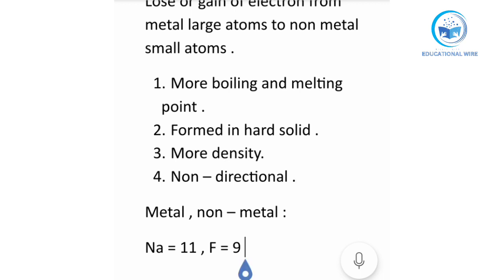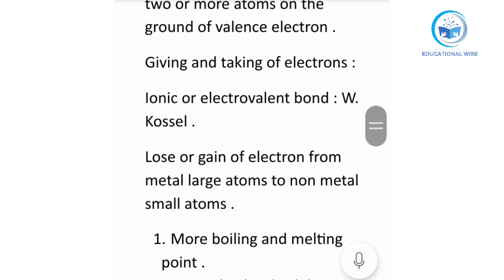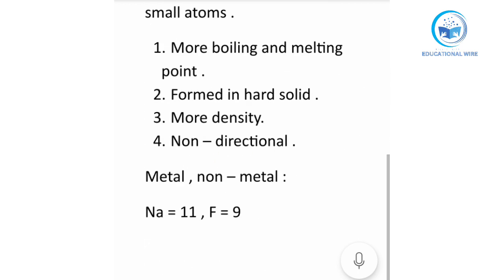Okay, so this was about ionic bond. Now we will talk about covalent. Just wait.